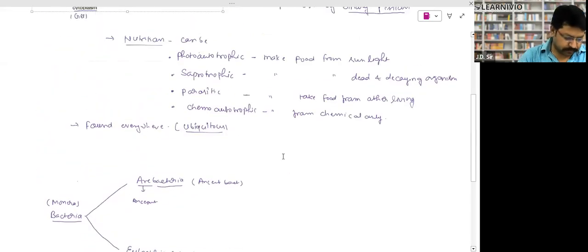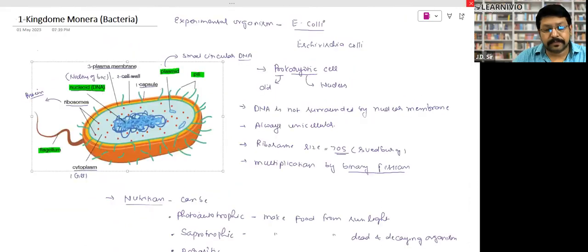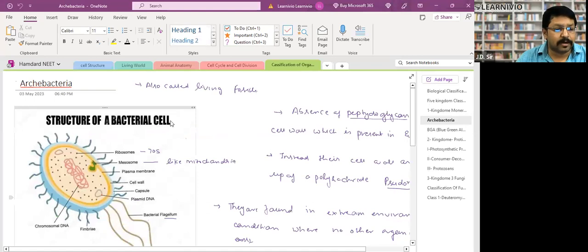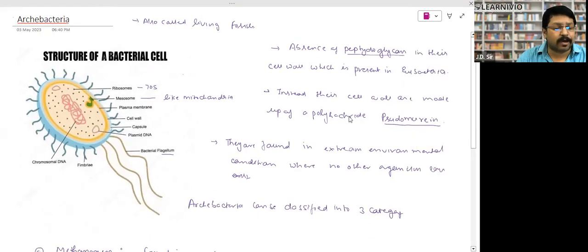Then archaebacteria are older bacteria, older than this bacteria, and they are found in very hostile conditions where other cells cannot exist, right? They are found in the mouth of the volcano, in the deep oceans, in the sulfur rocks, in the salt lake, in the presence of methane gas. Where other organisms cannot survive, they are found. So they are found in extreme environmental conditions, and they are the oldest cell of the world.